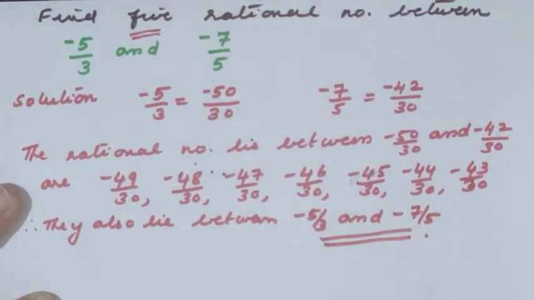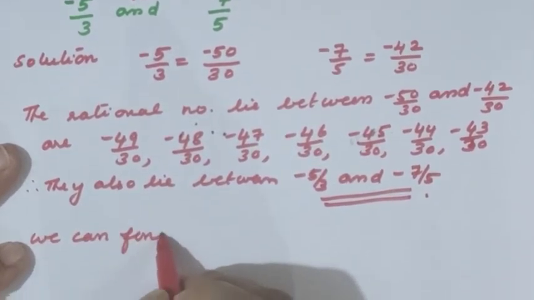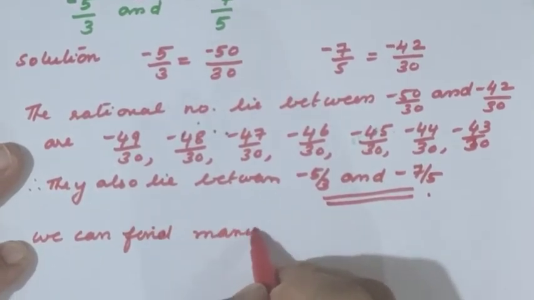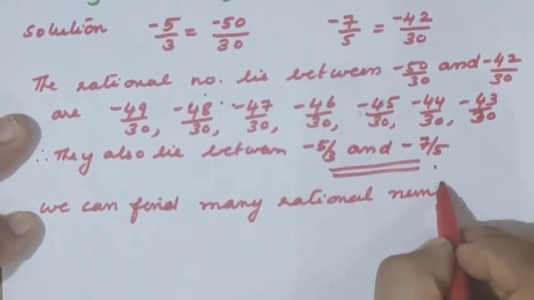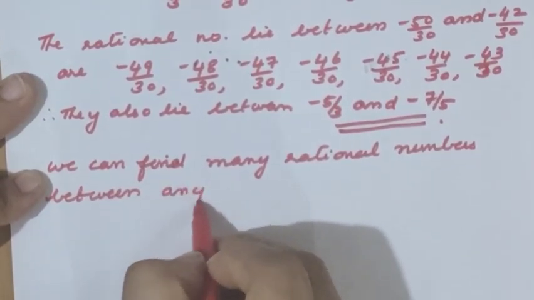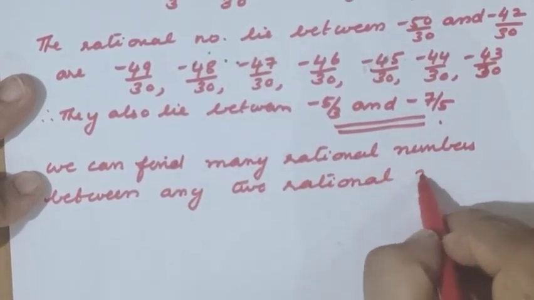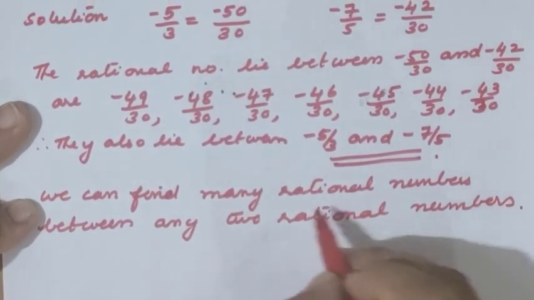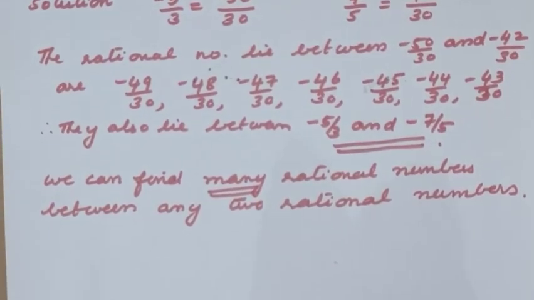So what is the point we have learned here? That is, we can find unlimited many rational numbers between any two rational numbers. So this is an important point you have to study from here. We can find many rational numbers between any two rational numbers.